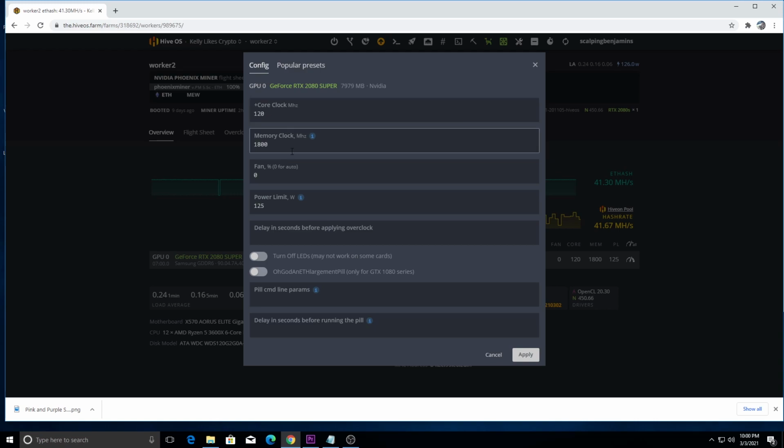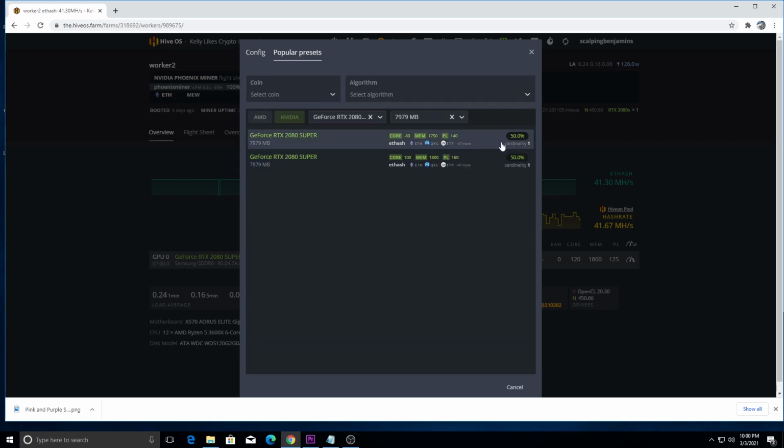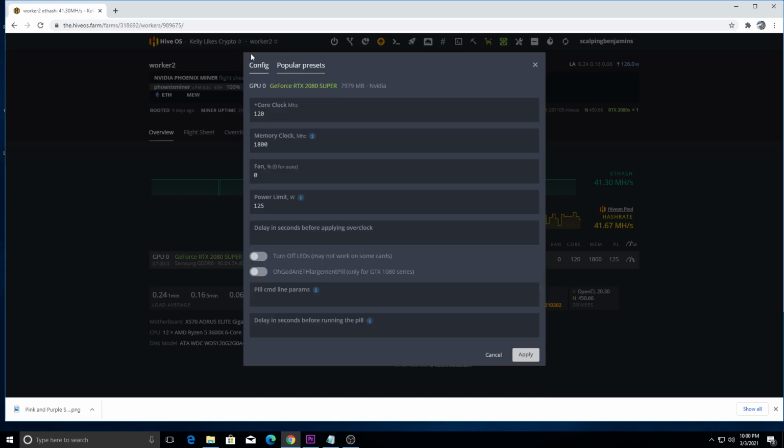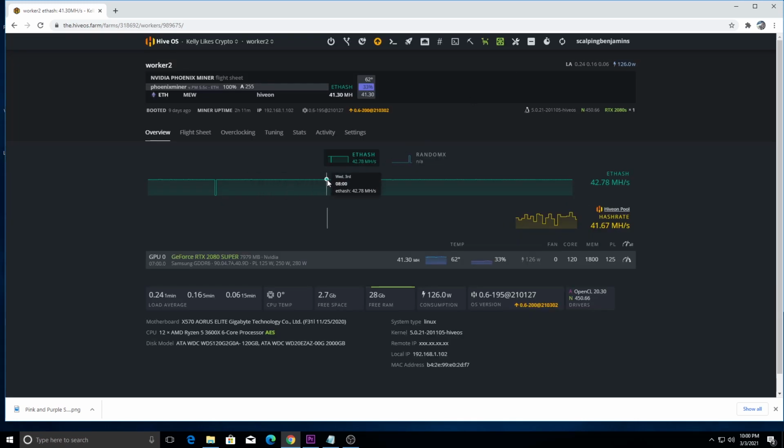So 120, 1800, and 125. I'm using the exact same settings as the 2060 Supers. And then you can see in popular, not too many people are mining with this, it looks like. People are trying negative 80, 1750. That's pretty close to what I got. And this guy's almost identical to what I got: 100, 1800. I got 120 and they got 1800, but they're using power 160. So I'd rather always use a lot less power. Running low power is the best way to make money. The lower the power, the better. So, okay, that's the 2080 Super.